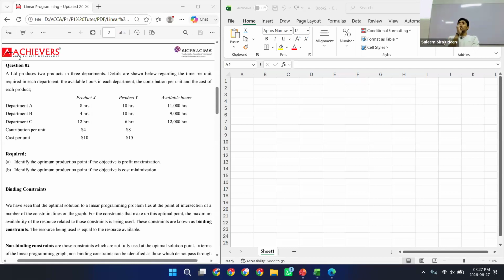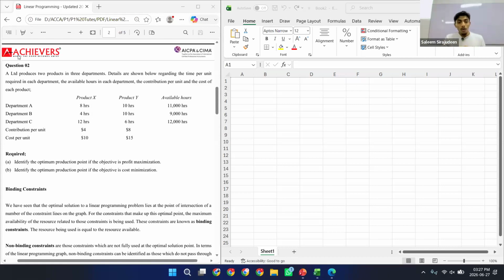Identify the optimum production point if the objective is profit maximization. Now in the company there can be 2 objectives. One is maximizing the profit, another one is minimizing the cost. So what is your optimum production point if your objective is to maximize the profit? And what is your optimum production point if your objective is to minimize the cost? We have to find. So first of all, we'll do requirement A. After that we can move to requirement B.